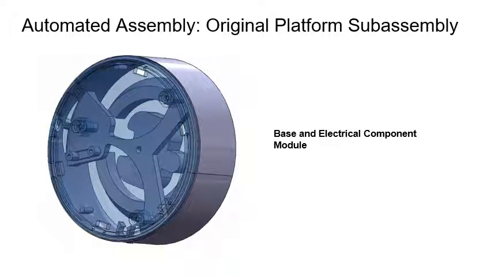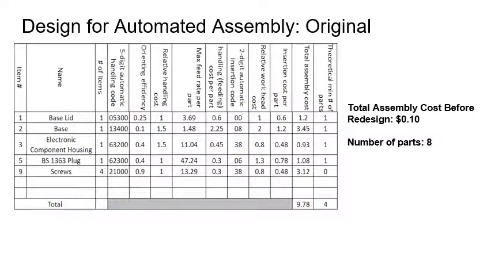The selected platform subassembly for automated assembly enhancement is the parts involved with the base and electronic component module, namely the base lid, base electronic component housing, BS1363 plug, and screws, which are shown in this table. Estimating the original design's total assembly cost was achieved by summing each component's handling and feeding costs and insertion costs. Due to the nature of automated assembly, most of the cost is associated with handling rather than insertion.